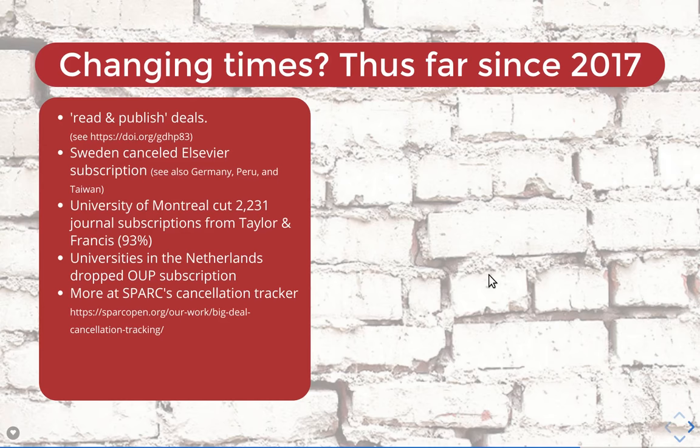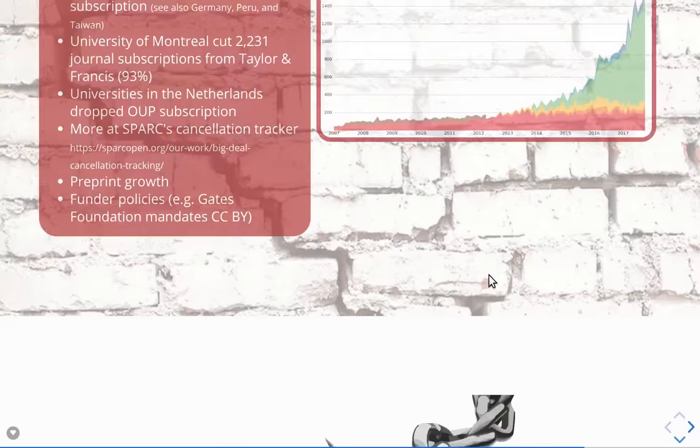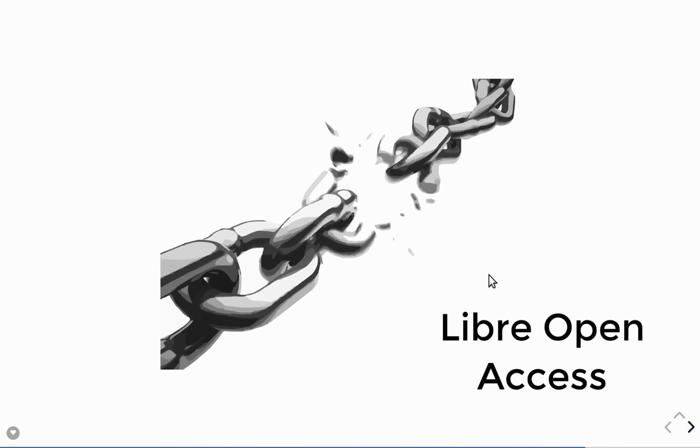Another factor is preprint growth, especially this is showing preprints in biological sciences. They are exploding right now. Everyone is becoming really interested in speeding up the publication process, allowing more feedback, allowing papers to undergo peer review from the public before becoming in a static state. And obviously, if something's available as a preprint, you don't even need a journal, really. And funders now have policies, such as the Gates Foundation saying that work we fund has to be published under a CC BY license.